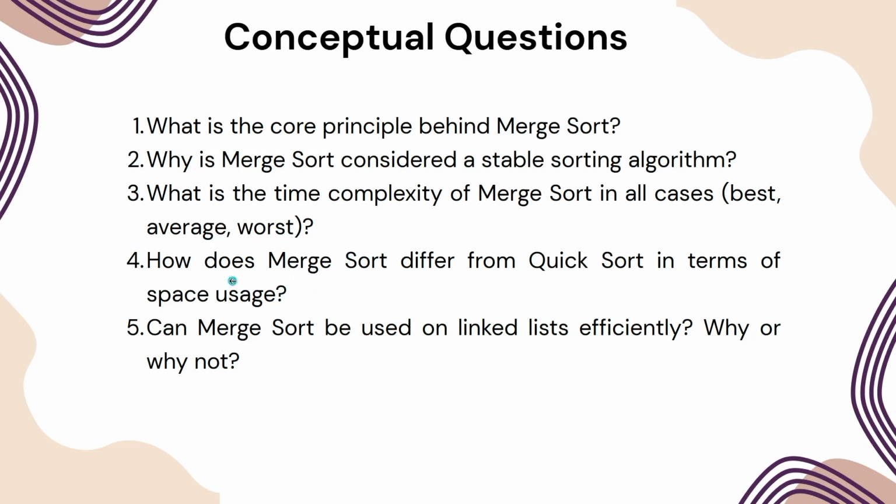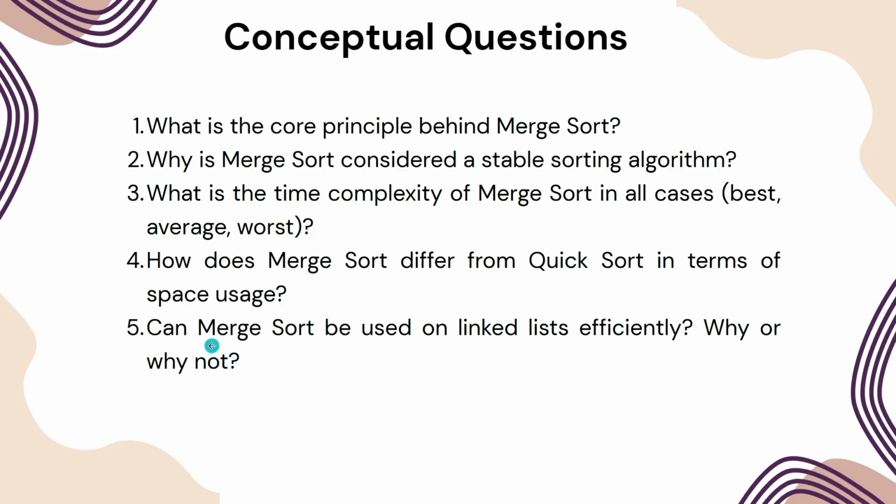The next question is, how does merge sort differ from quick sort in terms of space usage? We have not seen quick sort yet. One thing I can tell you is that with merge sort we make use of auxiliary arrays for sorting, and that takes up additional space, whereas quick sort relies on in place sorting. We don't create any auxiliary arrays for sorting, and so that is one of the drawbacks of merge sort over quick sort.